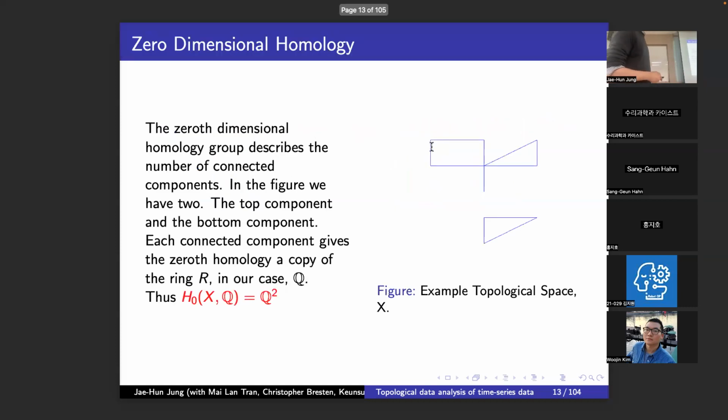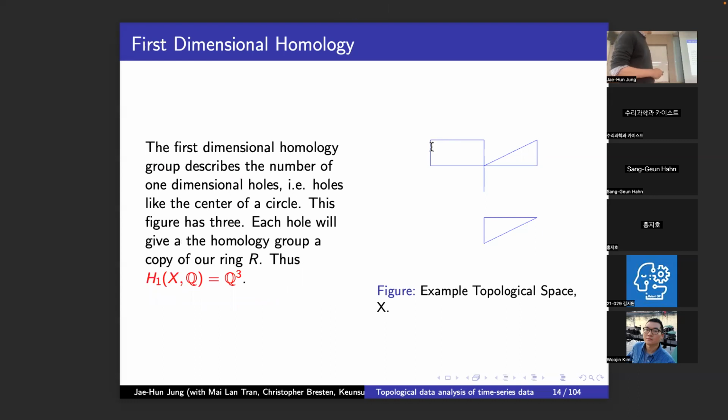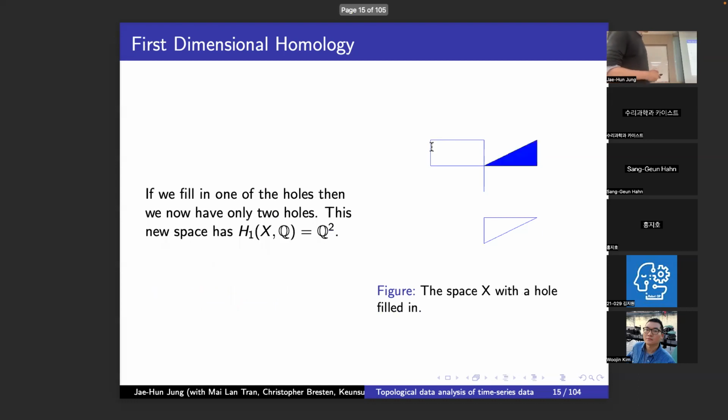Okay. So for example, zero dimensional homology is the connected components. If you have this kind of X, then in our case, you can just use Q. So this is Q2. You have two connected components. So H0, the zero dimensional homology, becomes Q2 because you have two connected components. And then in one dimension, you have 3 holes, right? 1, 2, 3. Then this is going to be Q3. So if you fill one of them, then you still have the two components. So H0 becomes Q2, but for H1 you have only two empty cycles. Then this is going to be Q2 and so on.